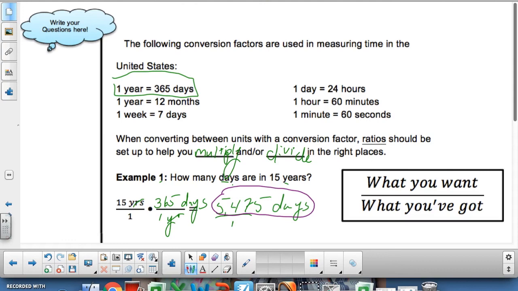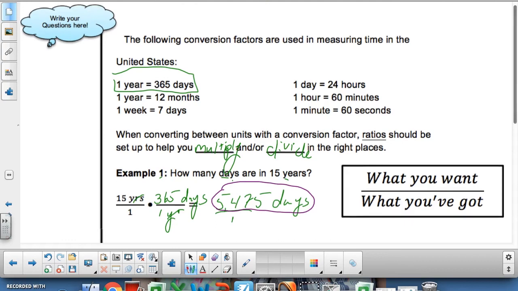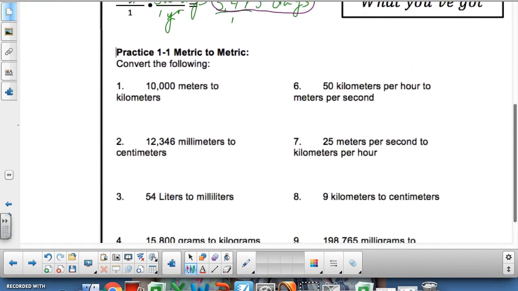If you didn't have a conversion that went from years to days, maybe you had to go first to weeks and then from weeks to years or something like that, then you would just have an extra little ratio here. Okay? And you'll get to practice that a little right here in the practice.